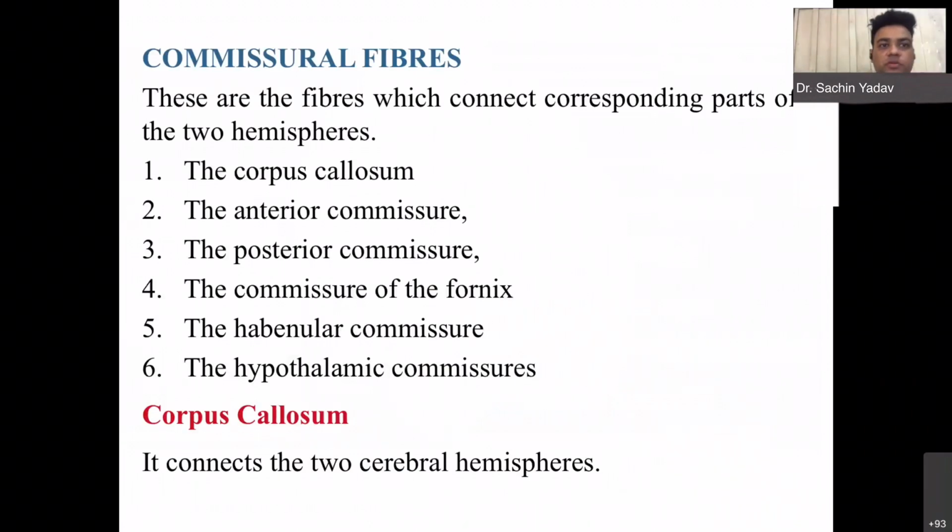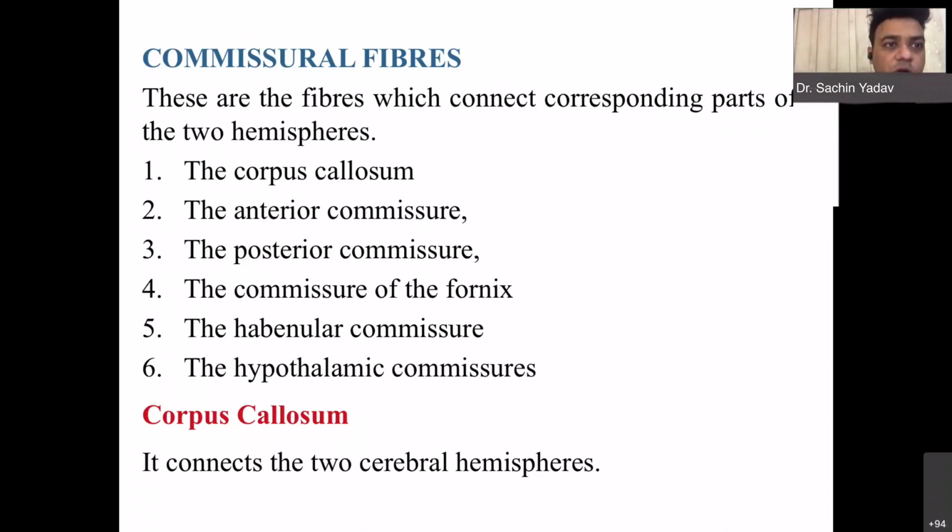Now the commissural fibers. As we understand, commissure means connecting or crossing. Commissural means it is crossing. A part of one cerebral hemisphere is connected to the similar part on its counterpart, or contralateral side, meaning the opposite cerebral hemisphere. Those similar parts of the two cerebral hemispheres are connected through fibers known as commissural fibers.